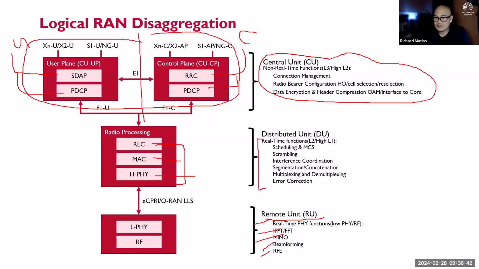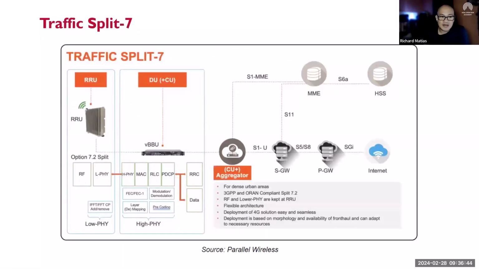Okay. So let's take a sample of a traffic split coming from Parallel Wireless using the Open RAN system. You can see here, this is an application of 7.2 split, where the RF and the physical layer is defined in the RRU. And the functionality of the higher physical, MAC, RLC, PDCP, RRC, and data is combined in a single BBU. We call it the virtualized BBU. So this is a combination of DU and CU.